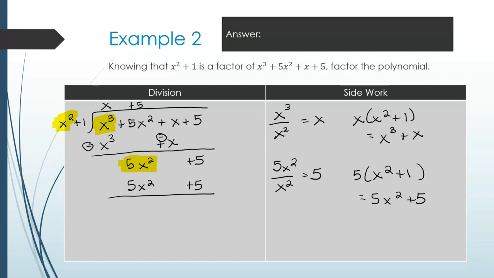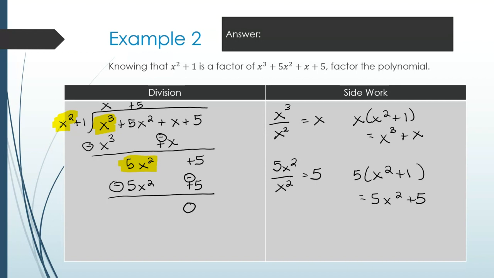And I draw the line, change the signs, and combine. 5x squared minus 5x squared is 0. 5 minus 5 is 0. And I have 0, which means there's no remainder. And that is how it should be, because if it's a factor, you get no remainder. So that means when we divided, we got x plus 5. And that means x plus 5 is the other factor.